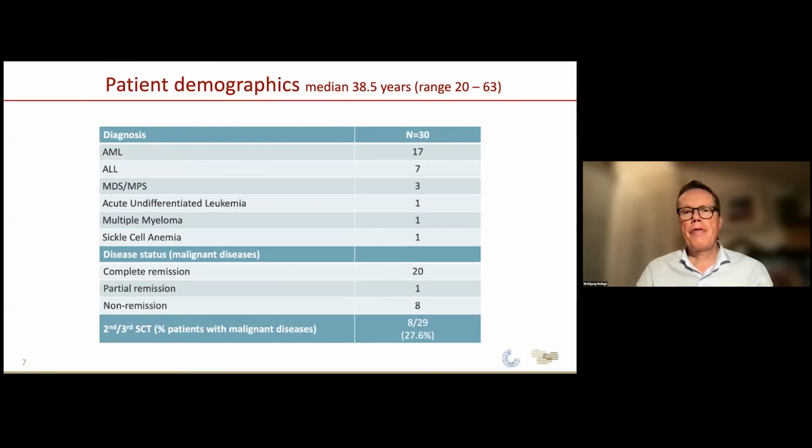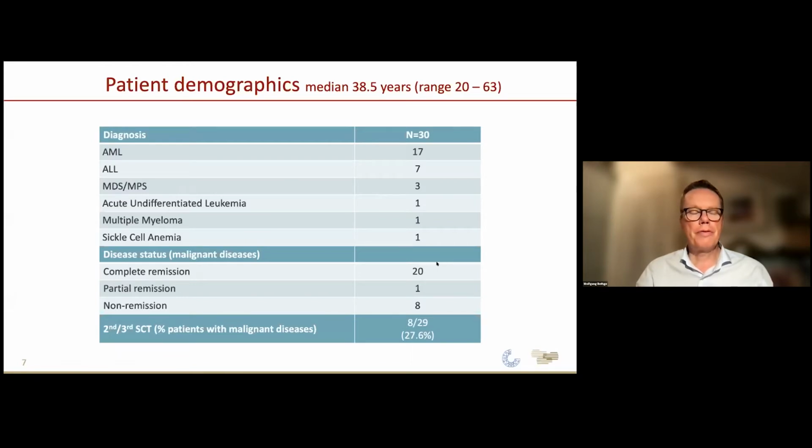The patient demographics are depicted in this table. You see the median age of this patient cohort was 38.5 years, ranging from 20 to 63 years for the oldest patients, mainly acute leukemia. In particular, in the adult setting, it's AML, but also some other hematologic malignancies were transplanted in this study.